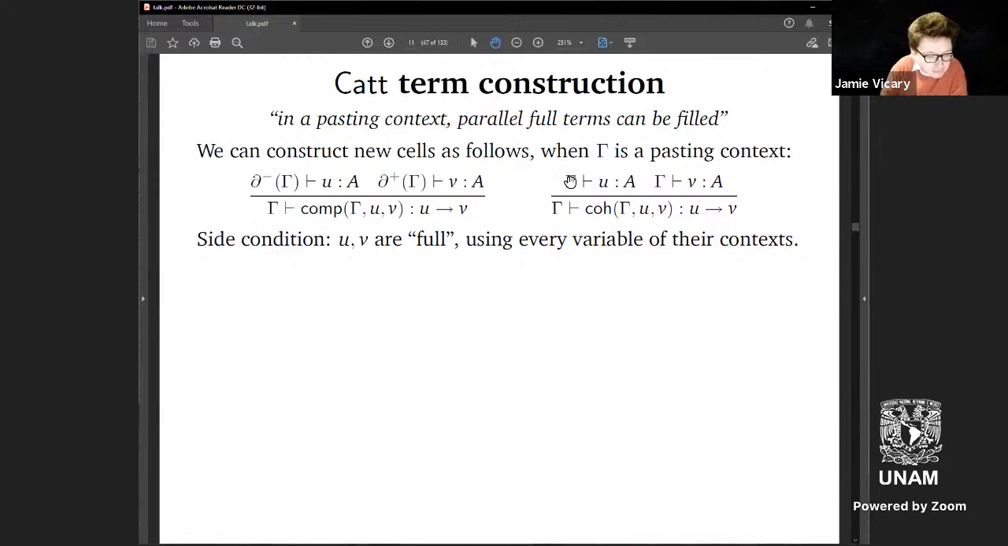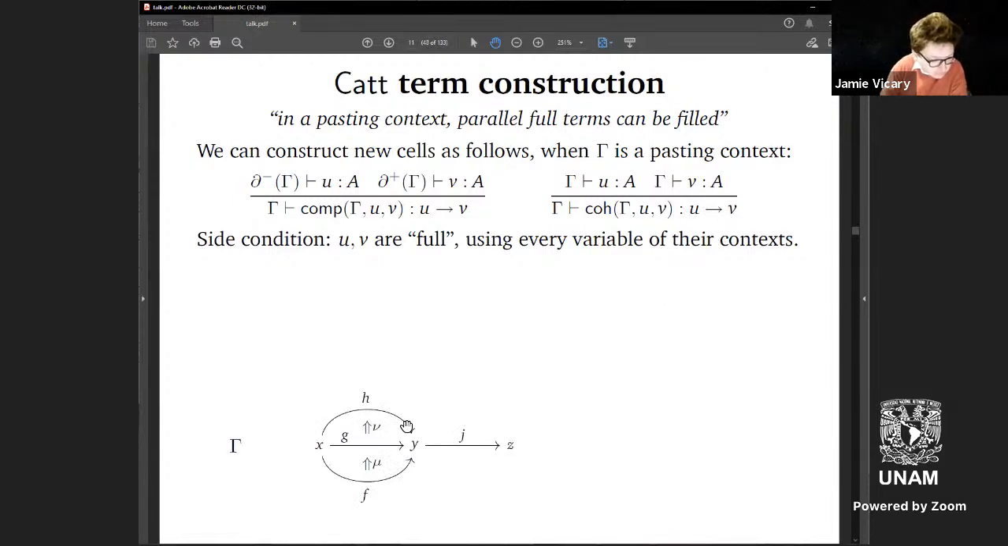So what does this say? If in some pasting context, you've got some full term U of some type A, and in the same context, you've got another term V also of type A, then there's a law that says U equals V, basically. And we call this co-gamma U comma V, and it's in the Hom set U comma V.